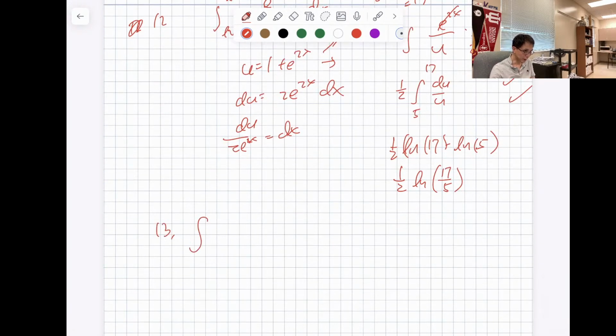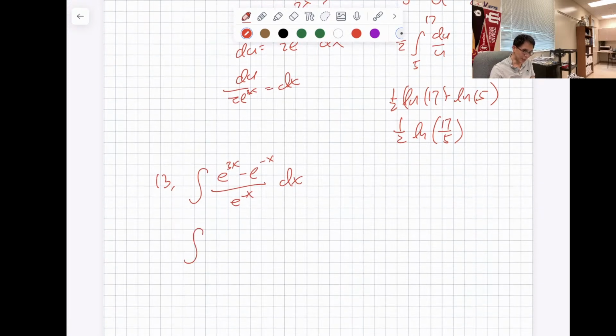13. This is an easy one to earn the point. So that's going to be e to the 4x minus 1 dx. So it'll be 1/4 e to the 4x minus x plus c.